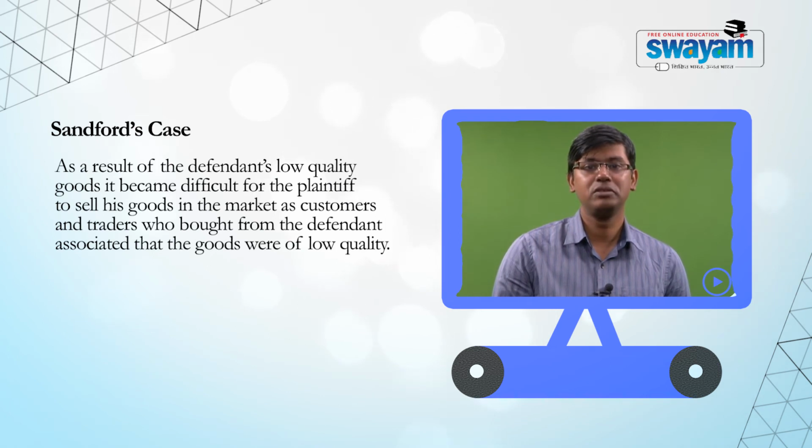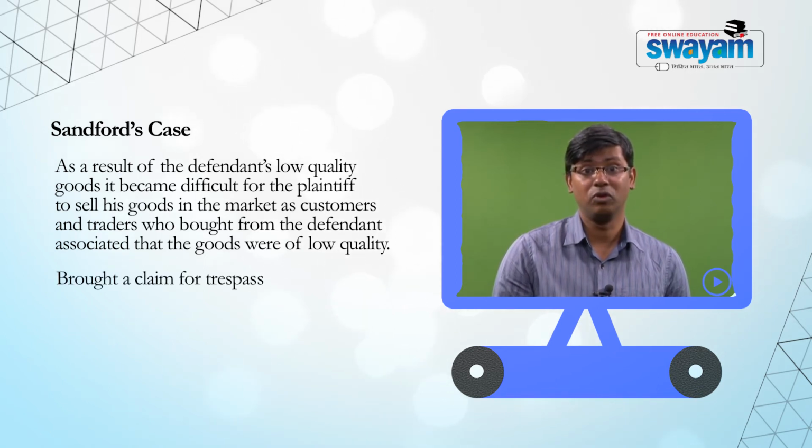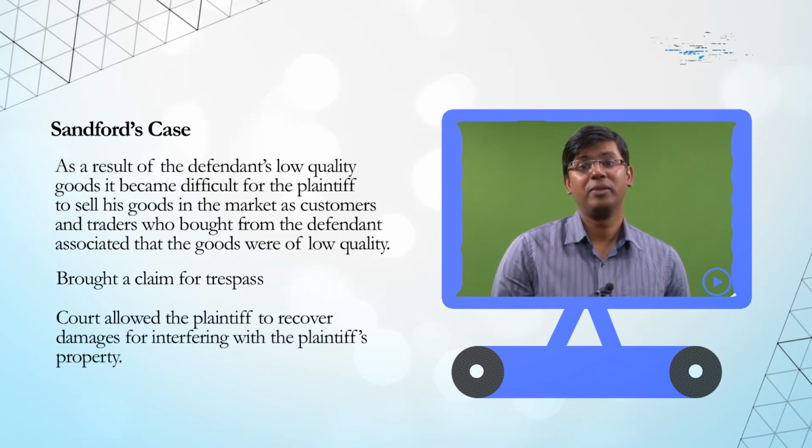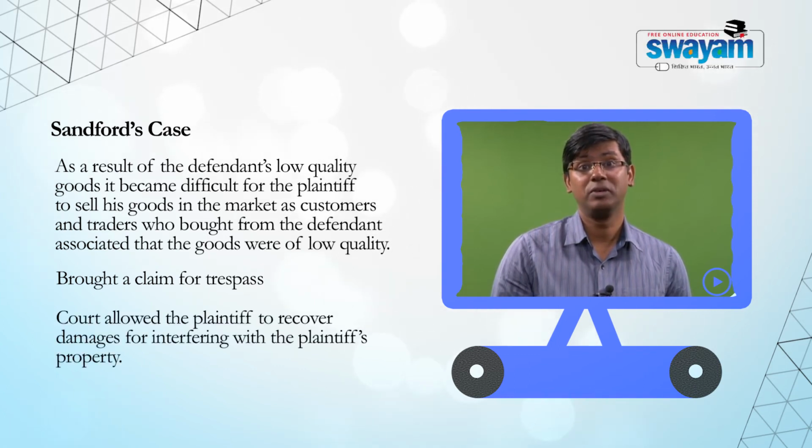As a result of the defendants' low quality, it became really difficult for the plaintiff to sell their products in the market. So they brought a case before the courts wherein they claimed that the defendants were trespassing. Now, the court allowed the plaintiff to recover the damages for interfering with the plaintiff's property. So this was probably an instance where the court recognized, for the limited purposes of trade, these marks as property, right?